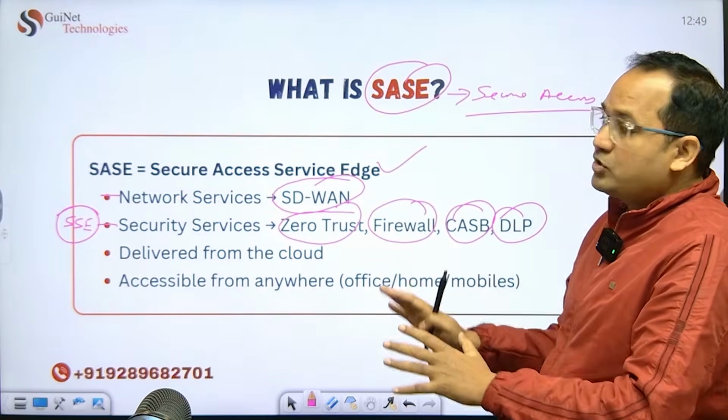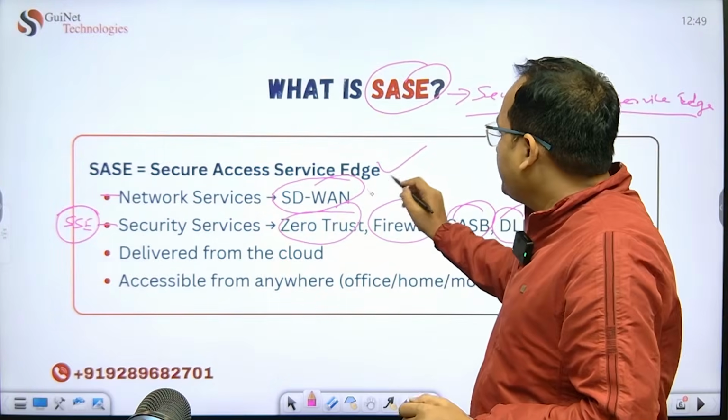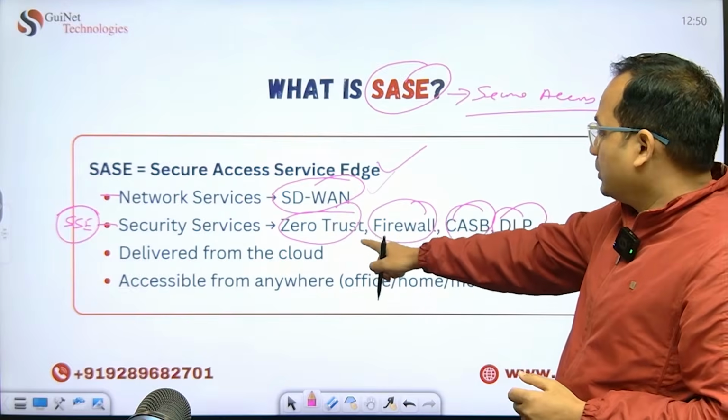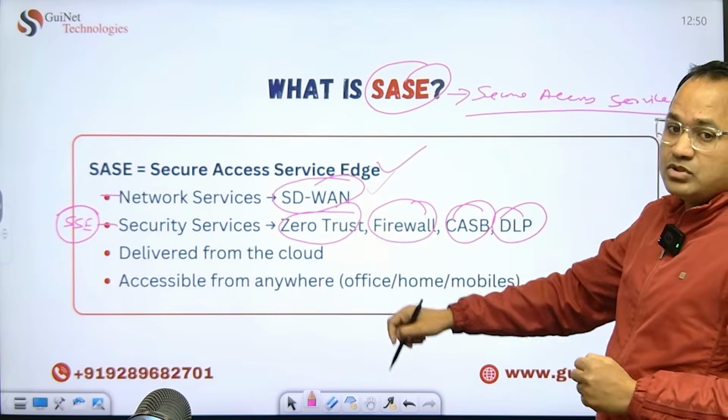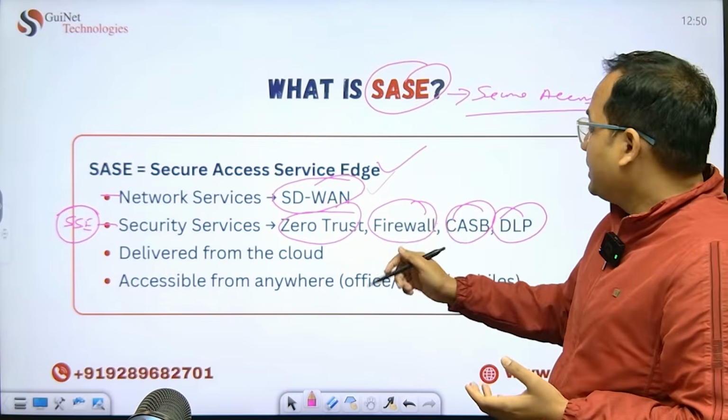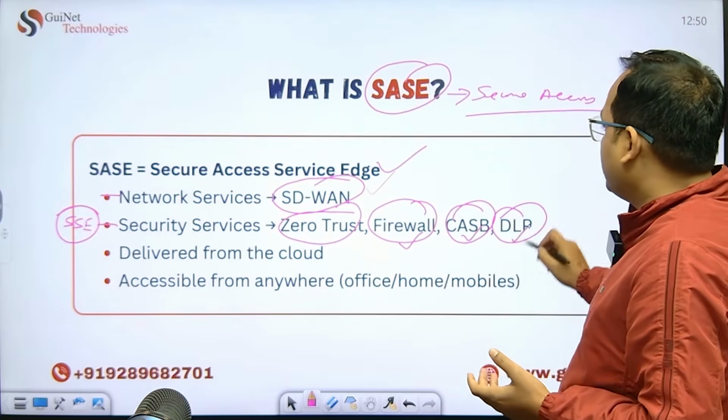So SASE is going to be a combination of the network, that's the SD-WAN, and then the security, which is going to include the zero trust concept. I'll talk about what the zero trust concept means later in very detail. And then the framework, CASB and DLP.